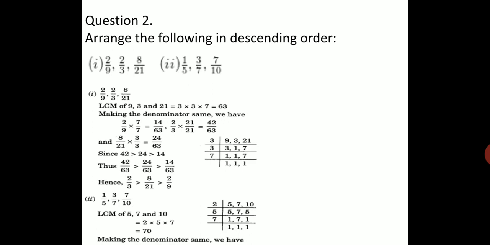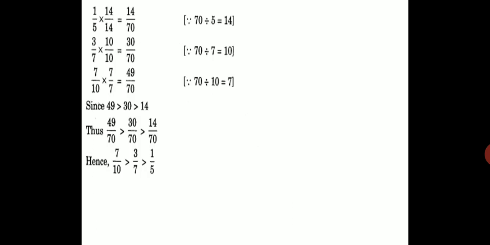Now making the denominator the same. Come to the next slide, you can see easily. So 1 by 5, I want the denominator to be 70, so I have to multiply with 14, giving 14 by 70. Now what should be multiplied with 3 by 7 so the denominator becomes 70? I have to multiply with 10. So 30 by 70. And 7 by 10 becomes 49 by 70.